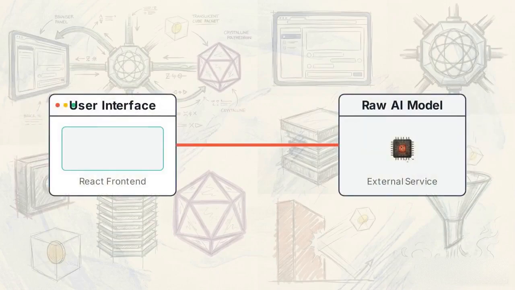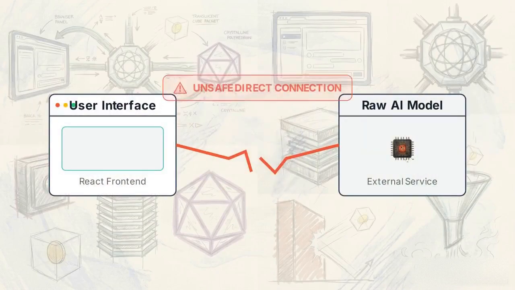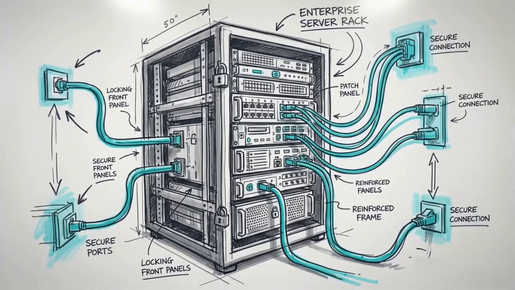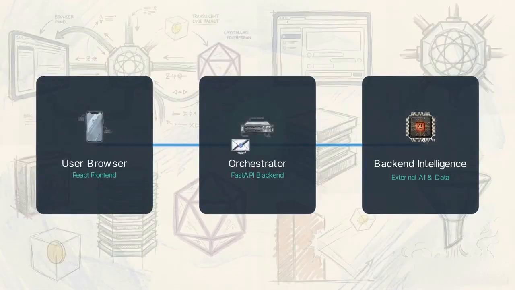A user interface and a raw AI model cannot safely communicate on their own. If you expose an external AI endpoint directly to a front-end browser, your database credentials and internal logic are entirely unprotected from malicious inputs. In modern AI-integrated enterprise software, a robust, secure middleware orchestrator is the absolute requirement. It is the only way to safely connect end users to backend intelligence.